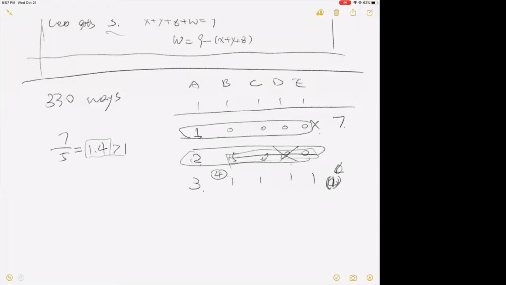Then you have 2, 1, 1, 0, and there are 12 ways. And then you have 2, 2, 0, 0, and there are 6 ways. And then no more left. So in here there are 19.